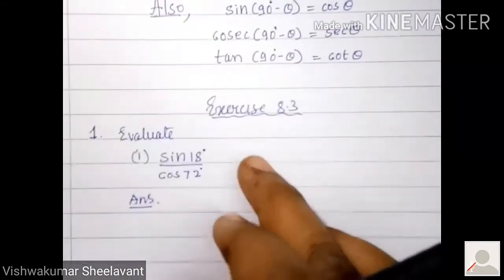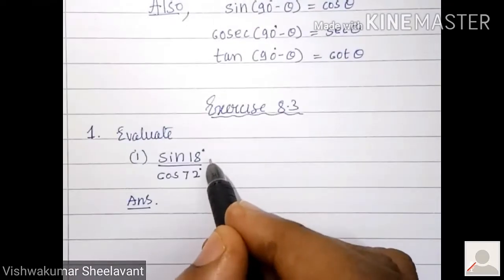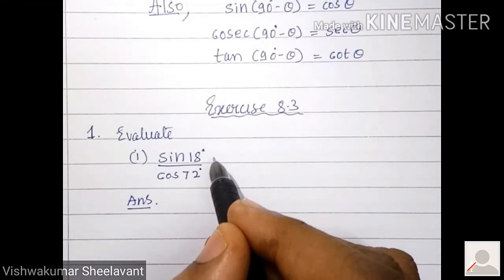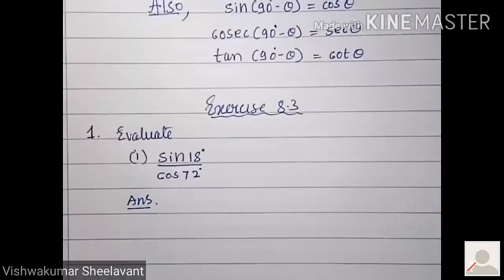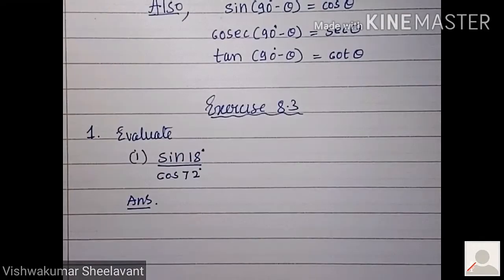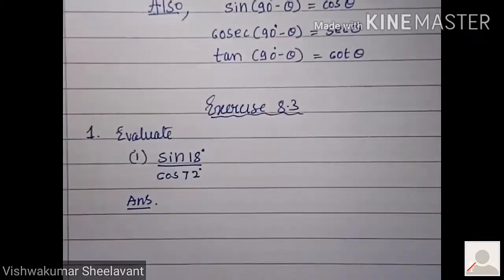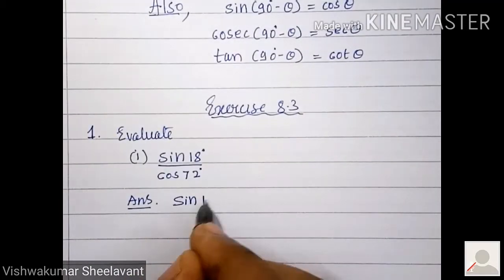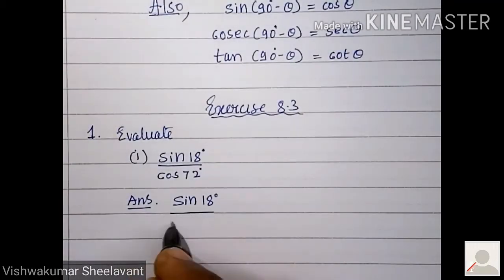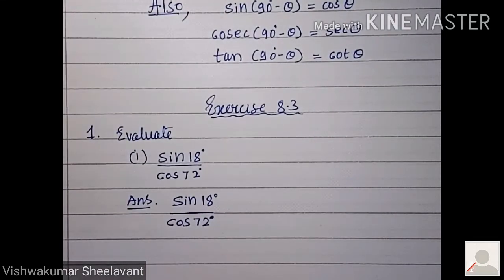Please remember here while solving the problems, this is a very important point. Apply the complementary relation to either sine 18 degree or cos 72 degree. Do not apply it to both. I'll tell you what happens if you apply it to both. So sine of 18 degree divided by cos of 72 degree.